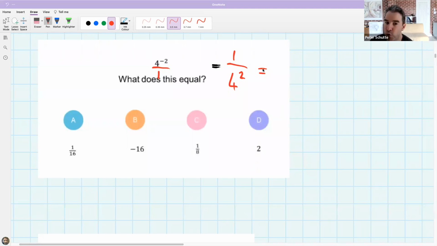Because we know 4 squared is 16. And so the correct answer, is there a 1 over 16? Yes, there is.